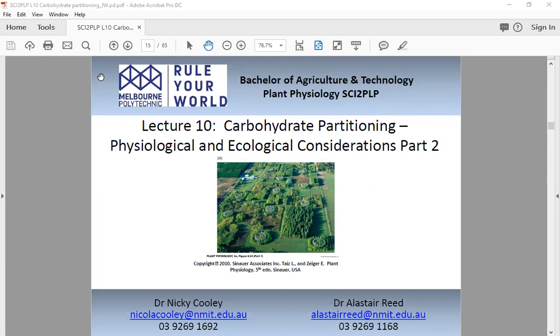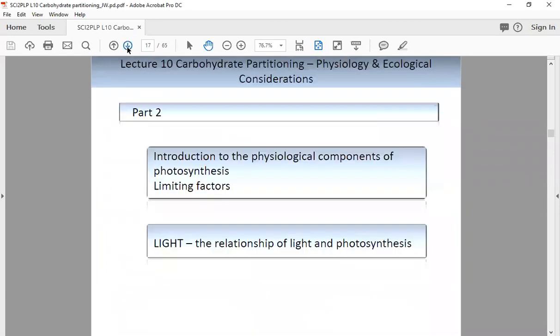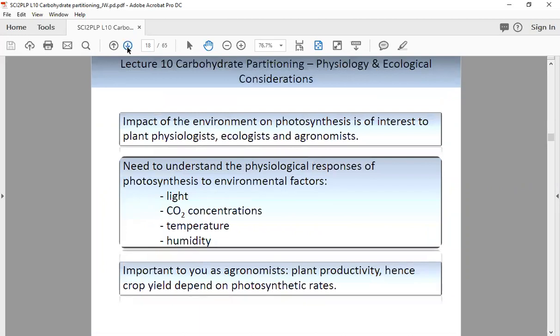That is, we're going to consider some of the major photosynthetic responses of a plant to its environment, the major environmental factors and how they impact on photosynthesis. So let me move on here. All right, so you can imagine that the impact of the environment is of particular interest not only to plant physiologists but also to ecologists, agronomists, viticulturalists and horticulturalists.